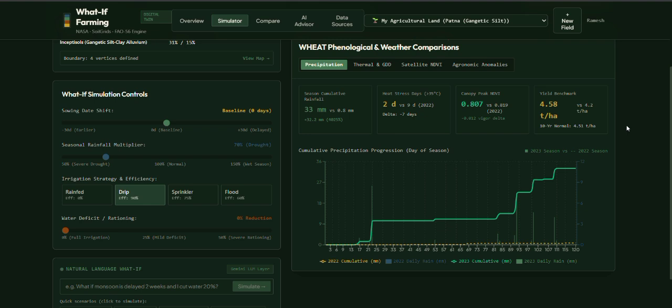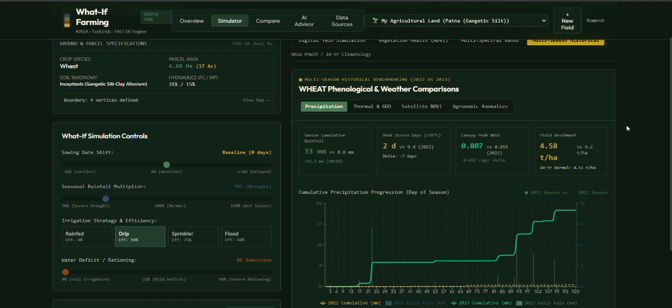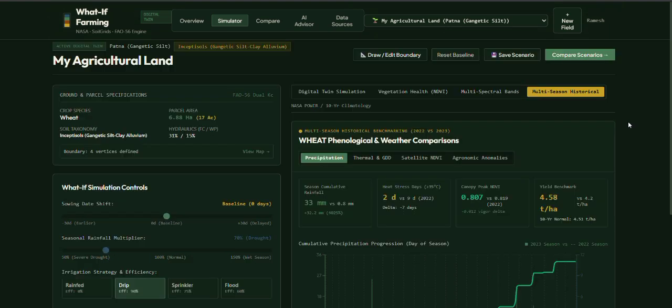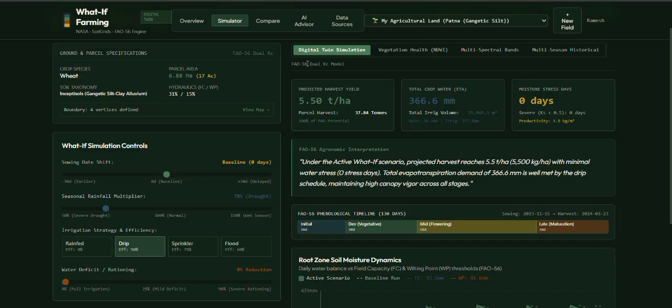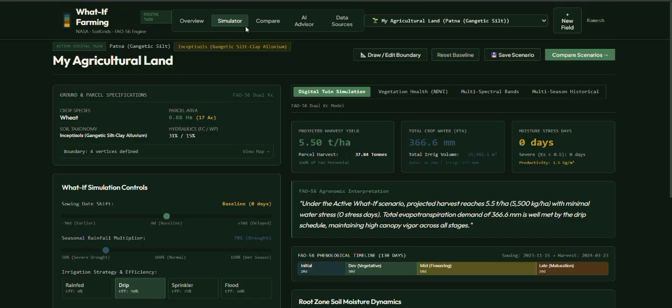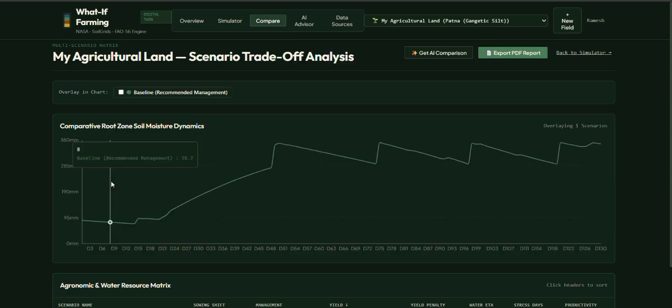This isn't a chatbot reciting generic farming tips, and it isn't a static dashboard showing yesterday's weather. It's a real physics-based simulation, grounded in FAO 56 water balance science, ISRIC soil data, and Sentinel-2 satellite verification. That lets a farmer see the consequence of a decision before the season makes it for them. What If Farming: see your harvest before you plant it.